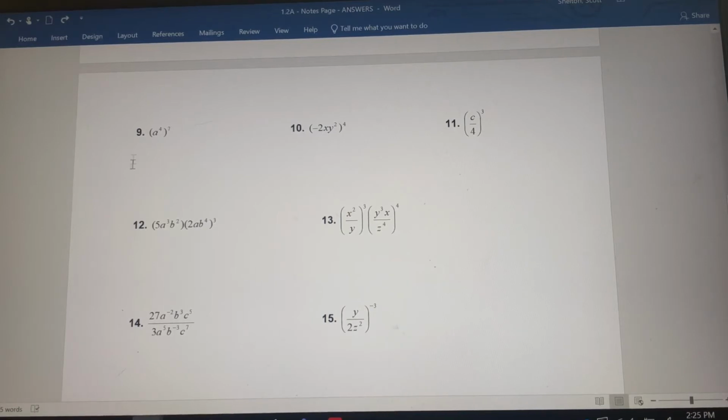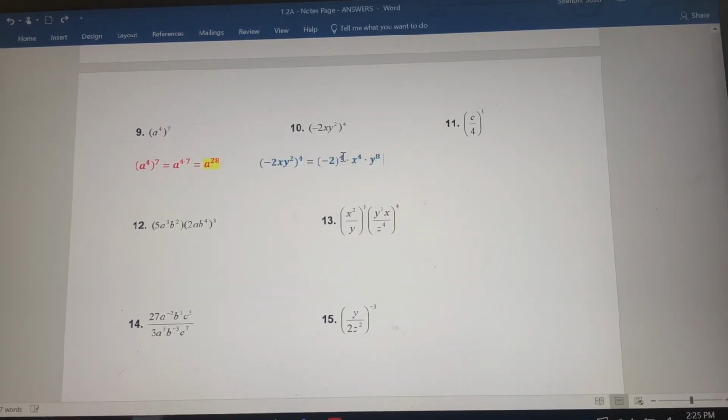All right, number 9 is a power raised to a power, so we can multiply those exponents. 4 times 7 is 28, so my answer here is a to the 28th power. 10 is a product here. We've got the product of these 3 terms, negative 2, x, and y squared. Each of those 3 terms needs to be raised to the 4th power.